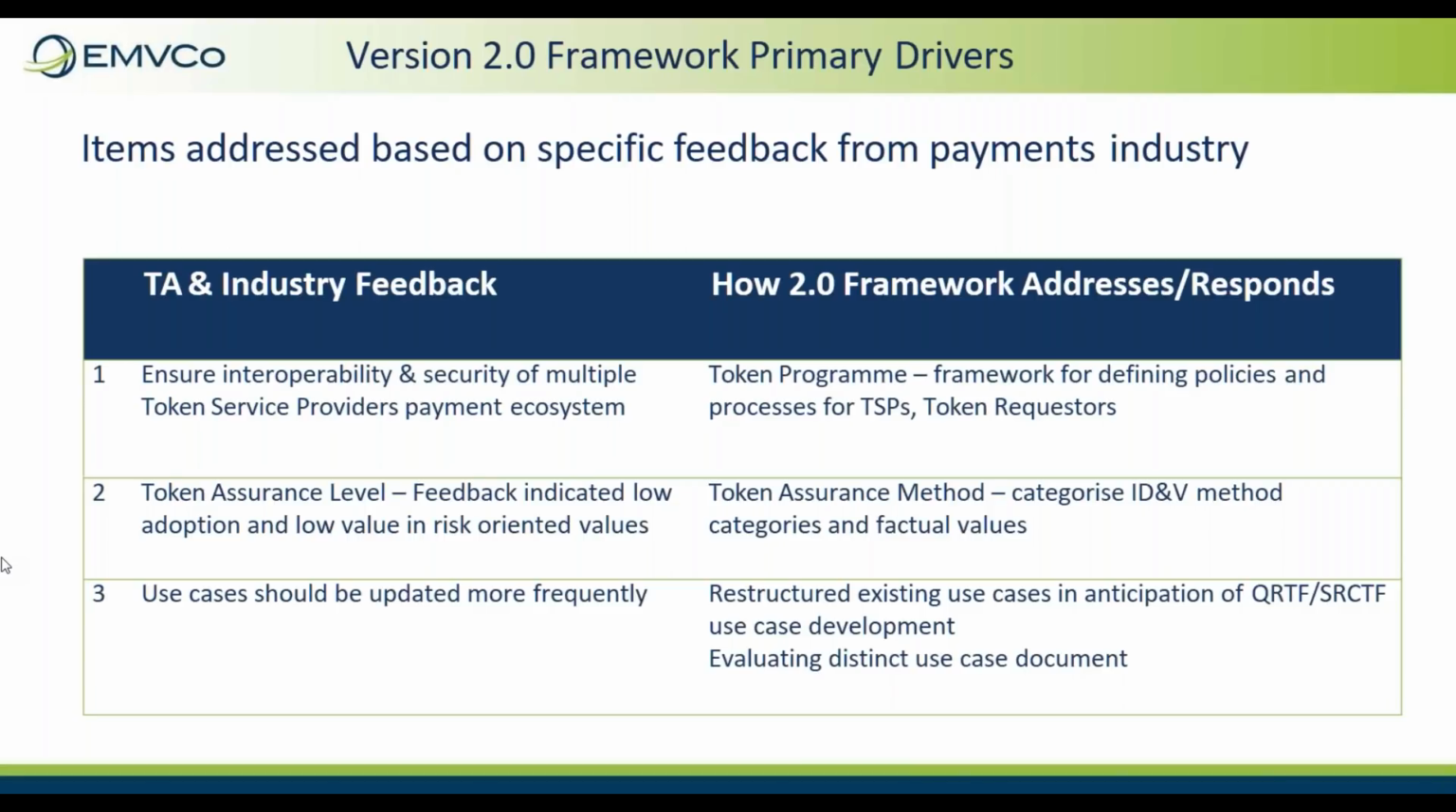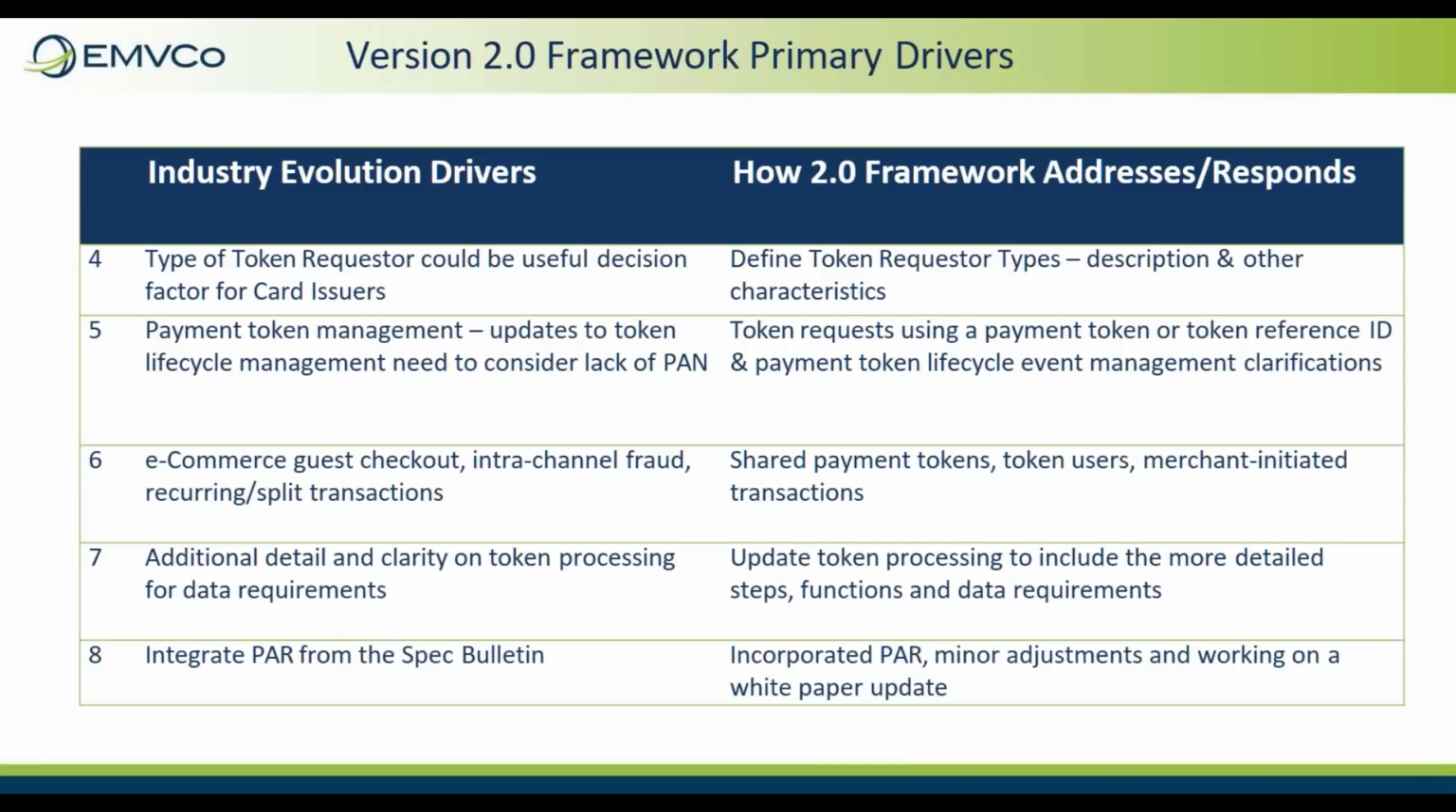You told us that the use cases needed to be updated more frequently. We went back and we restructured the specification. We tried to distinguish the specification framework from its potential use cases. And we're also looking at developing a standalone use case document that would be easier for us to update more frequently. You told us that the type of token requester could be a useful decision point for card issuers, so we created a structure to define the token requester types.